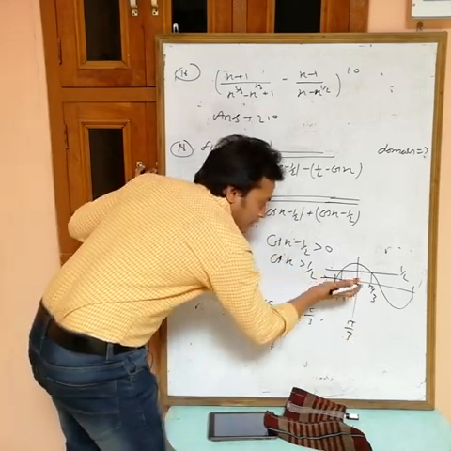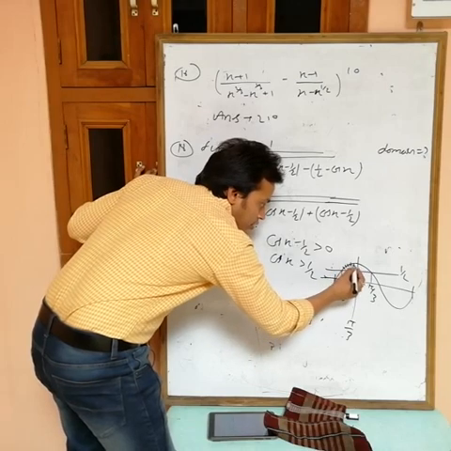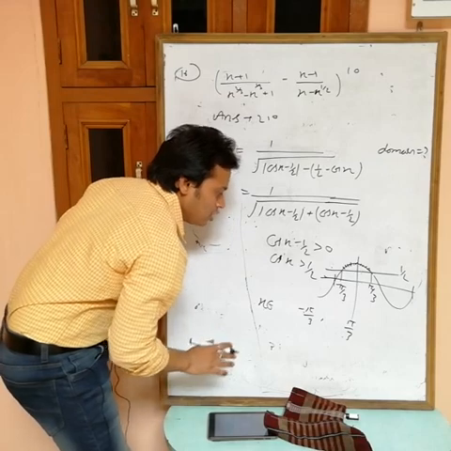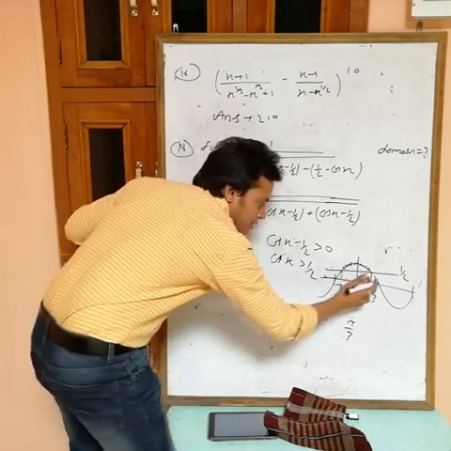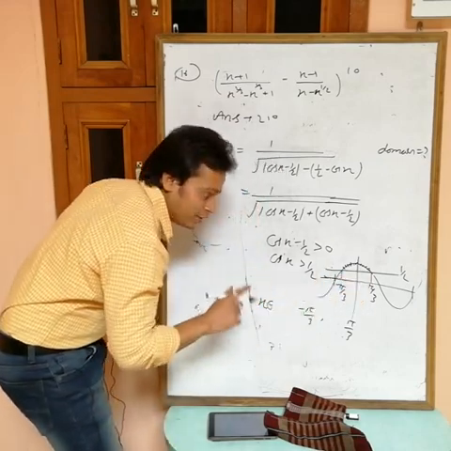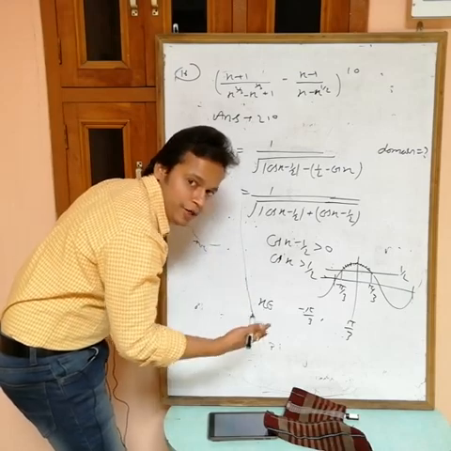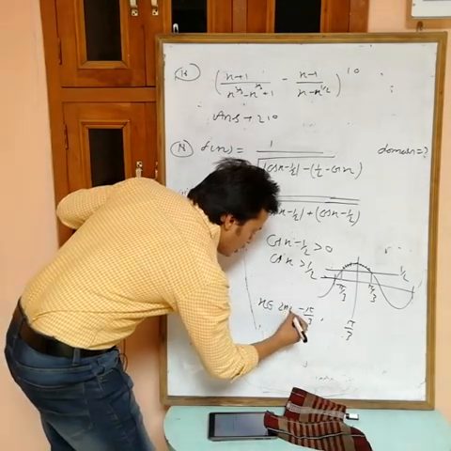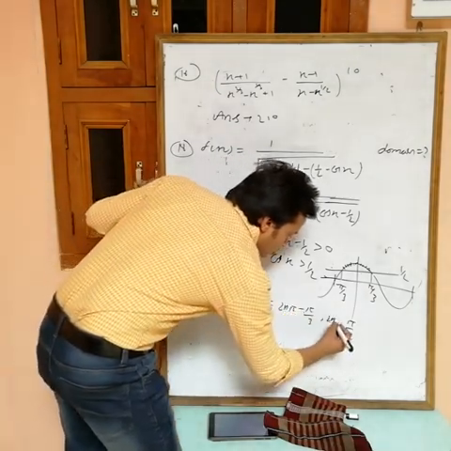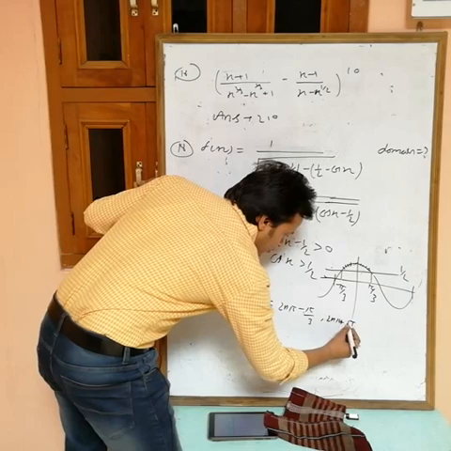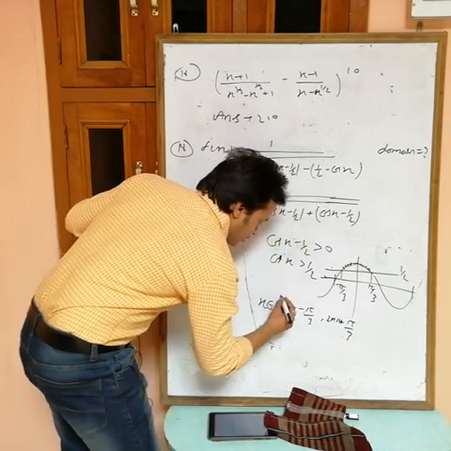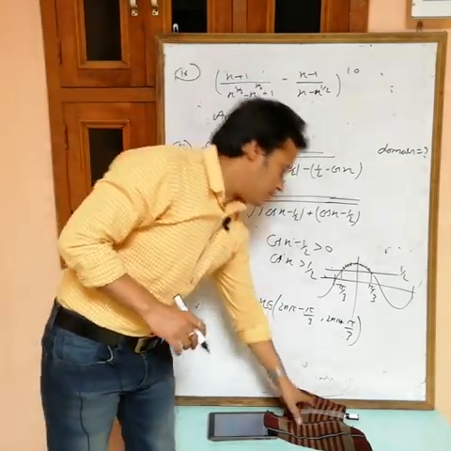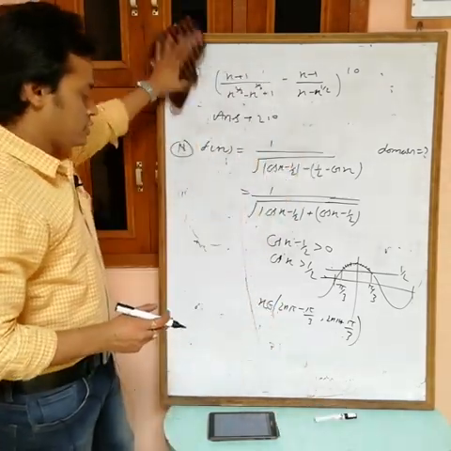Cos x is greater than 1 by 2. These are the values which are greater than 1 by 2. So for one interval, minus pi by 3 to plus pi by 3. If you want it for complete, then the period of cos is 2 pi, so add 2n pi. If the period is pi, then add n pi. So 2n pi minus pi by 3 to 2n pi plus pi by 3. 1 by 2 is not included, so open interval. Okay, this is the answer.